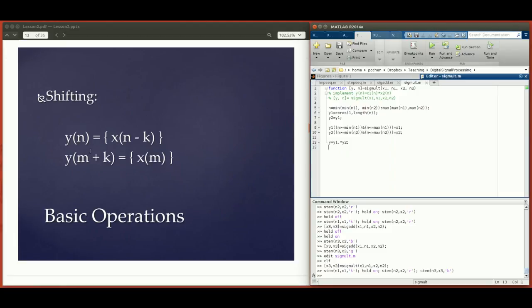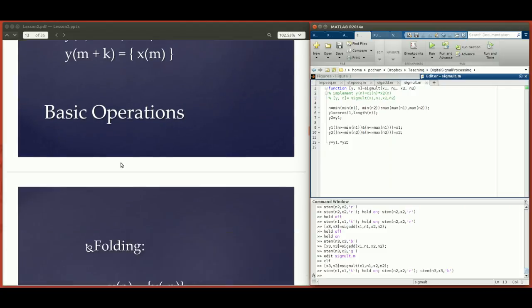And then there's the shifting operation. Your input signal is xn, but you would like to shift the entire signal to a different location, to a different position. For example, you want to shift it by a certain amount, that's k. So the output signal is going to be the input signal xn shifted by k. The basic property of the shifting operation is that if you shift the output signal back by the exact same amount, you should be able to recover the input signal, right? That's called the shifting operation.